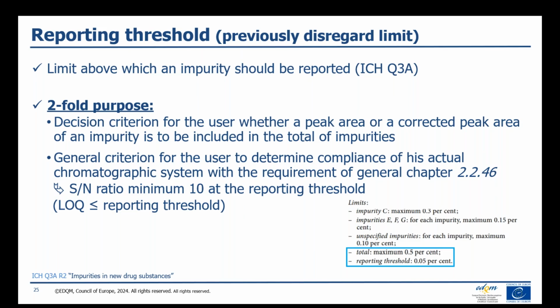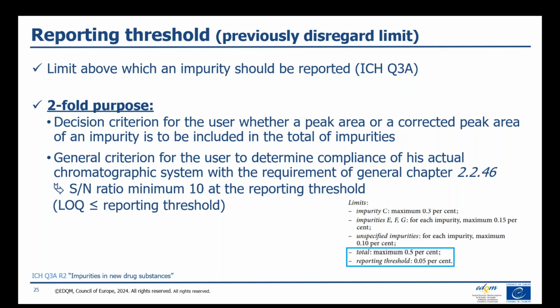And then the second purpose is to check the sensitivity of the method. As I already explained, according to the general chapter 2246, you have to ensure that you obtain a signal to noise ratio of minimum 10 at the reporting threshold. This is the classical signal to noise ratio that you have to verify.